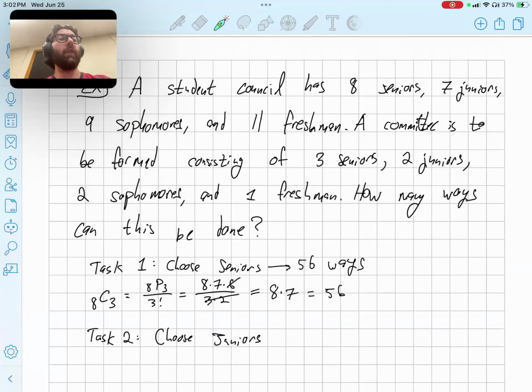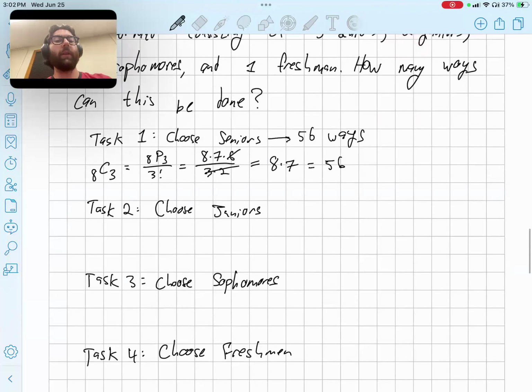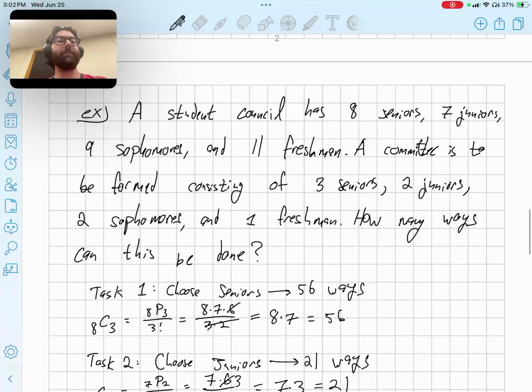Now for the juniors, we have 7 of them, and we want to select 2. So we're going to be doing 7 choose 2, which is 7 permute 2 over 2 factorial. But 2 factorial is just 2 times 1, so it's just 2. So that's 7 times 6 over 2. Well, 6 divided by 2 is 3. So that's 7 times 3, which is 21. So there's 21 ways to pick the juniors.